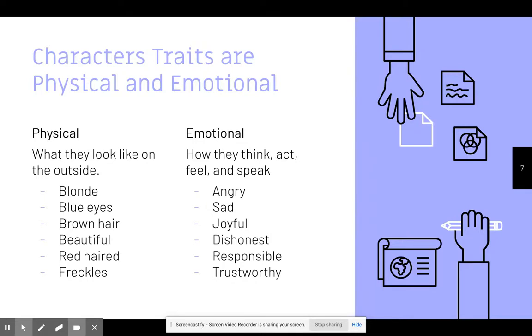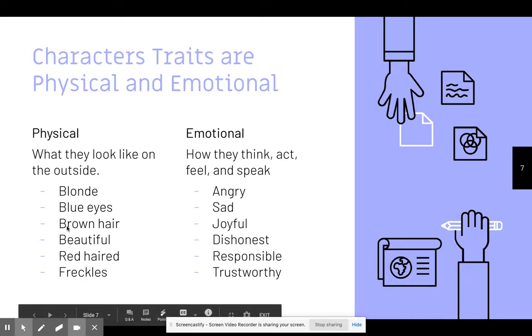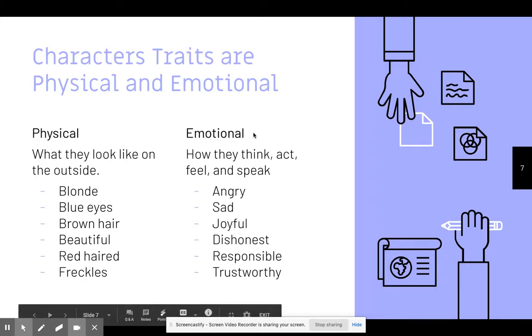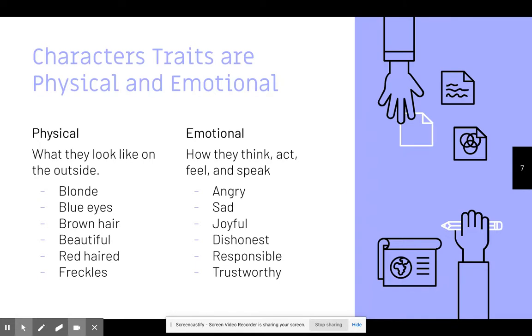So see the differences in those two words or two sides. When I'm talking about these right here, I'm talking about what they look like, things I can see with my eyes, the physical appearance. But when I use these words, I'm describing their emotions, how they are feeling, how they are acting, or how they are speaking.